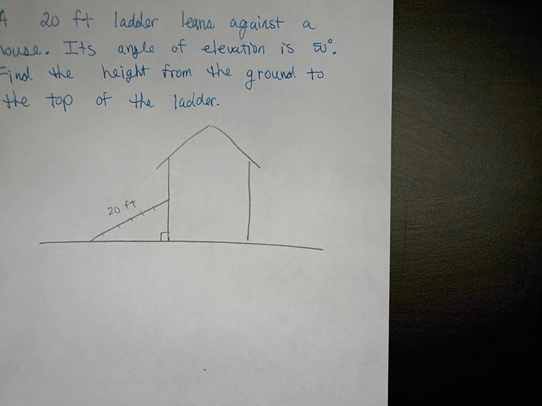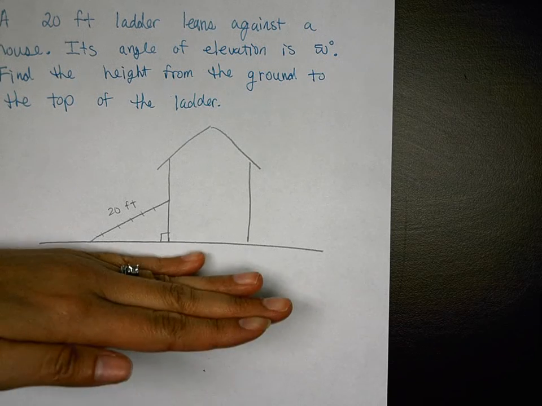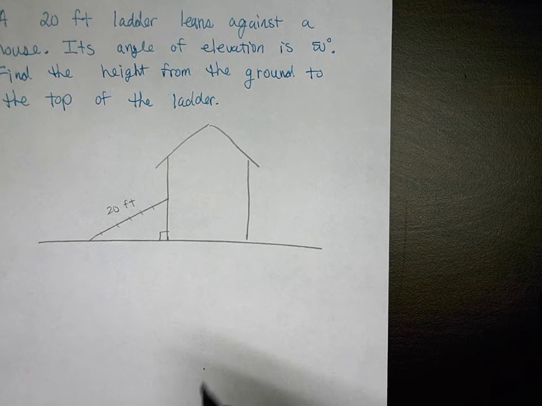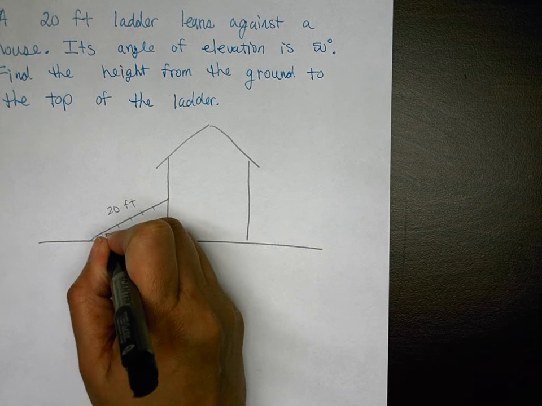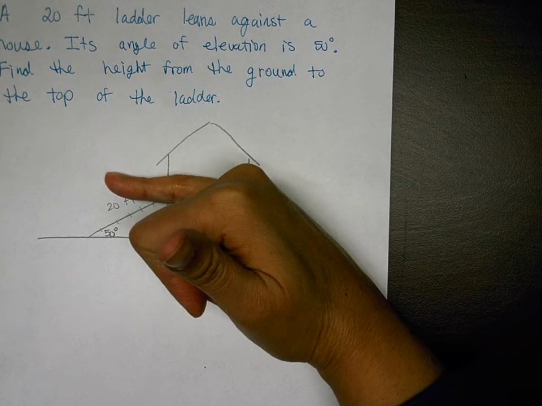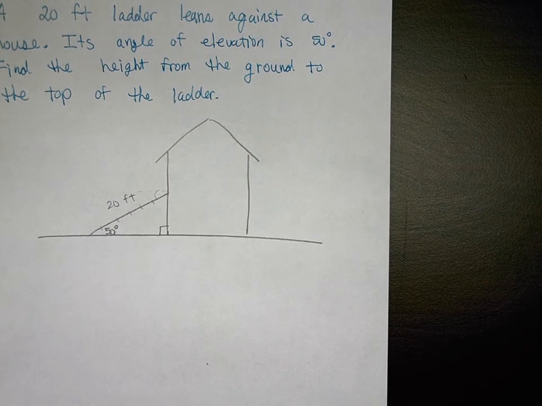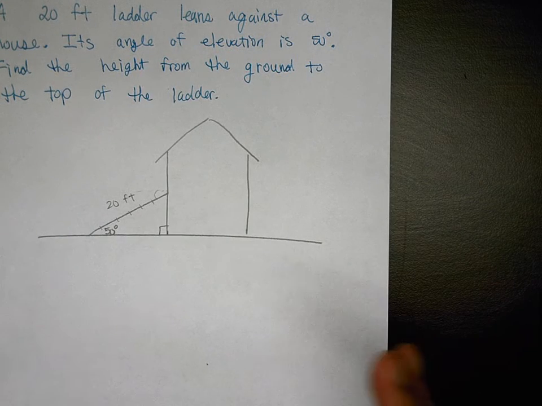A 20-foot ladder leans against a house. Its angle of elevation. Angle of elevation is from the line of sight, in this case the ground, up. So from here up. Its angle of elevation is 50 degrees. Any questions on why put the 50 degrees there? What's the opposite of it? Angle of depression. So depending on where you're at, angle of depression would be, say, from here, line of sight, going down. We will be dealing with the angle of depression eventually, not right now, but we will.